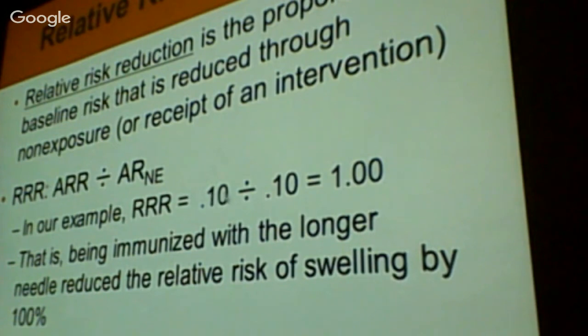So in the case of the needle example, that was 0.1. And my absolute risk in the unexposed group was the large needle, the proportion. I just divide those two. Okay, so what this tells me is how much the relative risk is reduced as a result of my exposure.